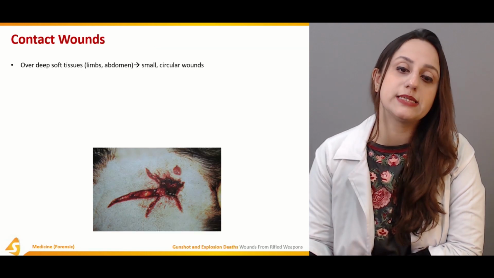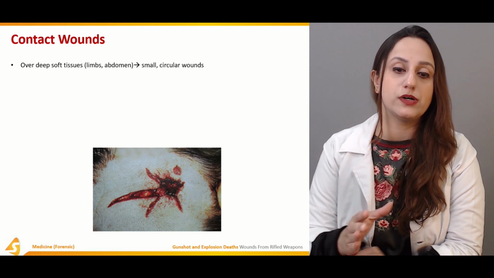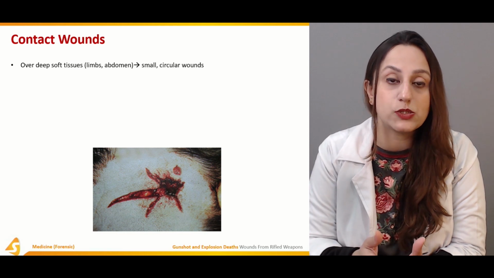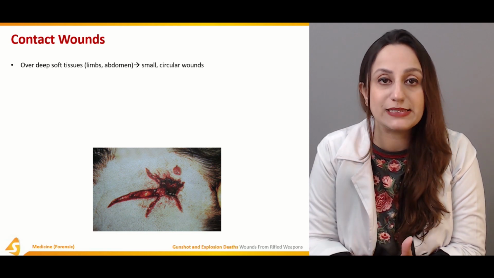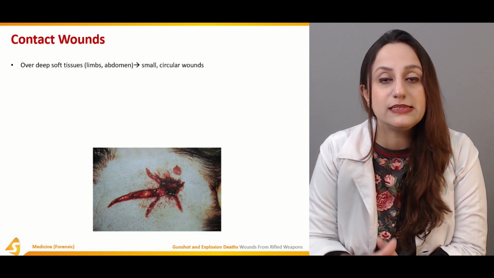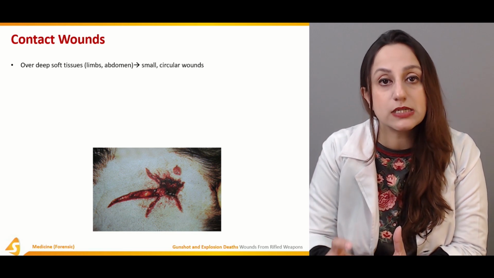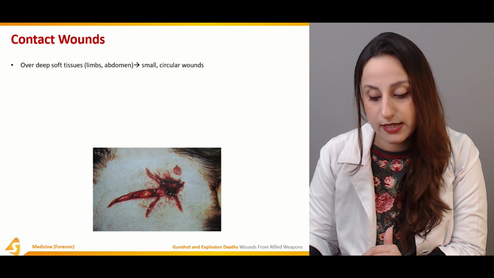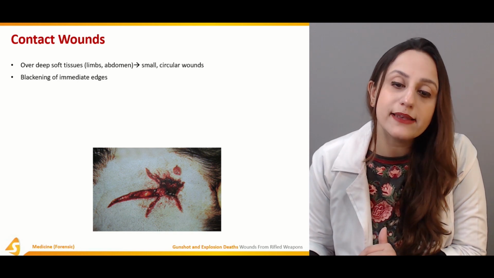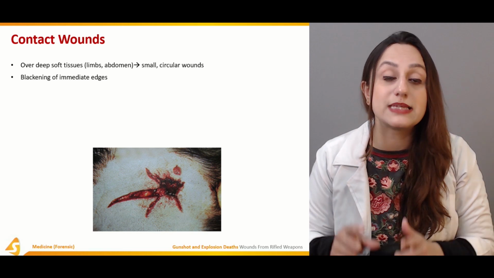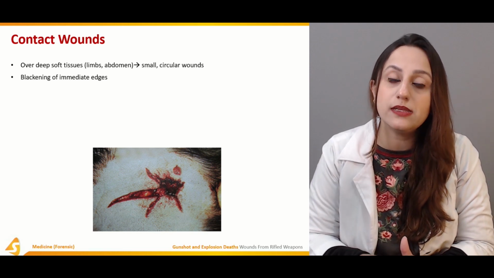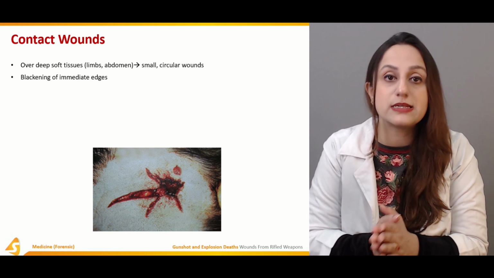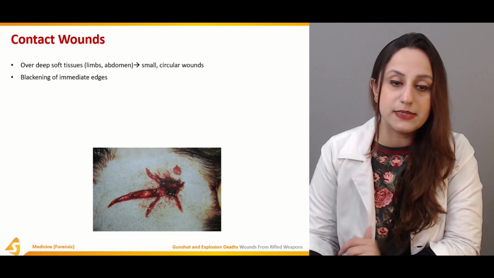Now, the contact wounds. It's again very important that we discuss what kind of wounds will occur after the rifled firearm is in contact with the human body. Over the deeper tissues, for example the limbs and the abdomen, the wounds would be small, circular wounds. They'll be smaller in size and circular in shape. And the blackening of the immediate edges is again very important. This is the sooting phenomenon that was also seen in shotguns. So some of the phenomena are common to shotguns as well as rifled firearms, so it can sometimes be quite confusing.